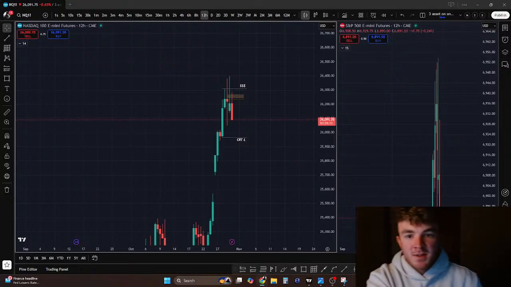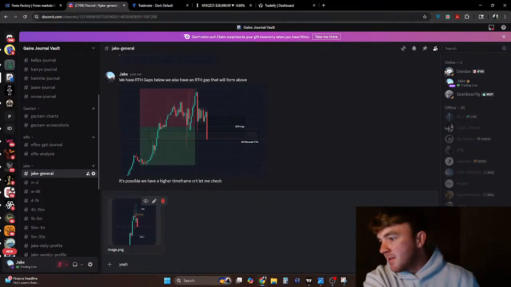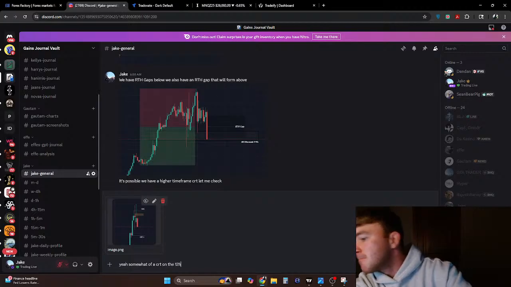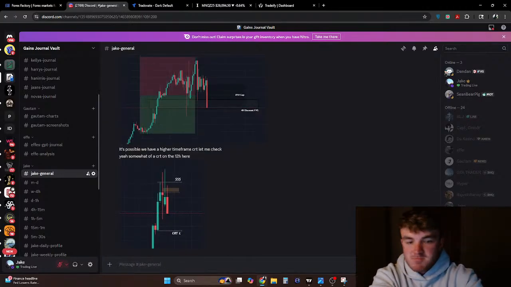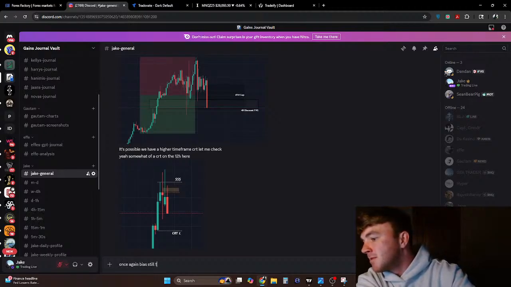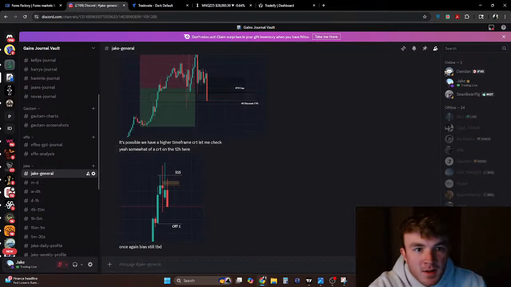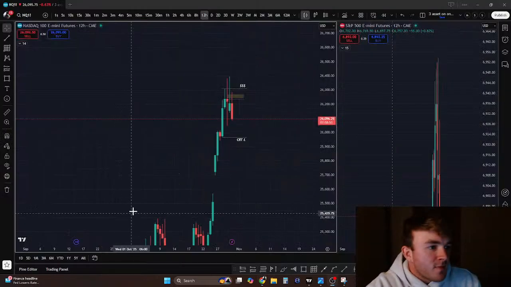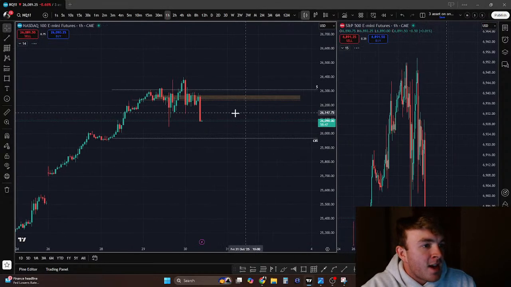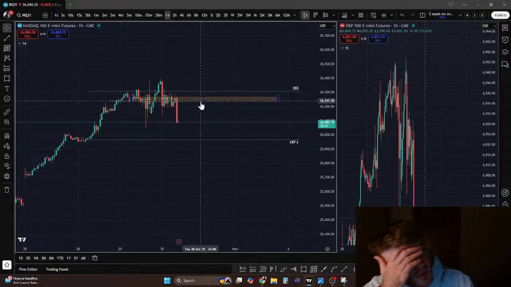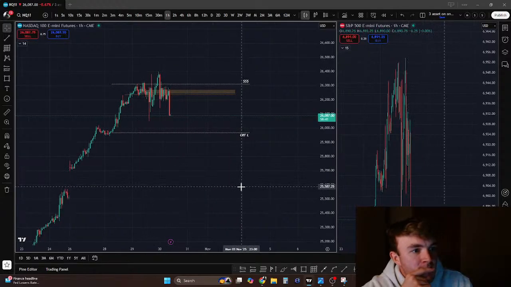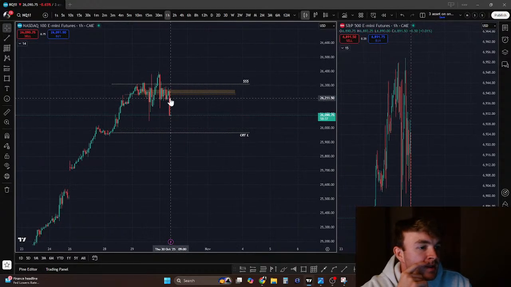So I'm gonna mark this out. So yeah, once again, bias still to be determined. All right, back to the other screen. Yeah, look at that. Wow. But then remember, guys, that we will form an RTH gap to the upside. But that's crazy how much displacement we got there.